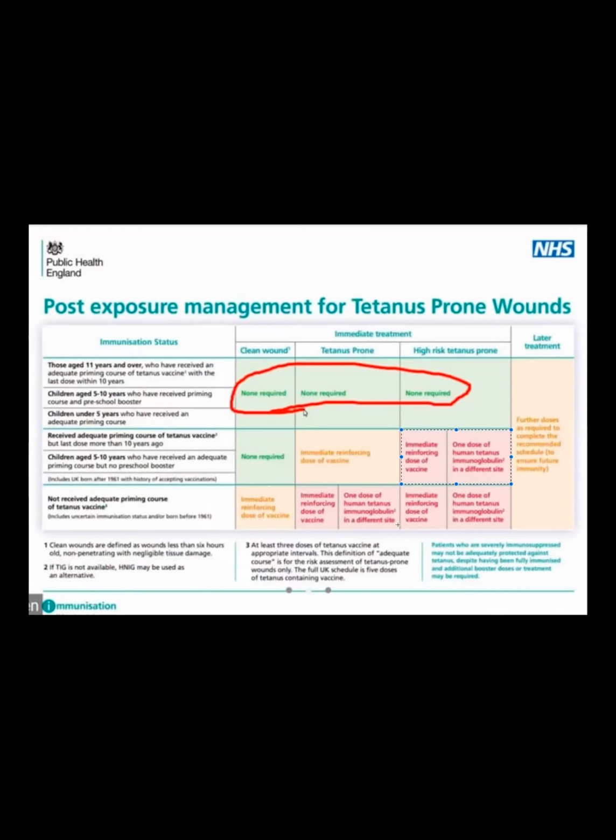Okay, dear. Now come the last type of people who never ever went through any kind of vaccine. He is unvaccinated. He's not immunized at all. For him, if clean wound, you will give only the vaccine. If tetanus prone or high risk, in both cases you will give both together. That means the vaccine plus immunoglobulin, again, the vaccine plus immunoglobulin.